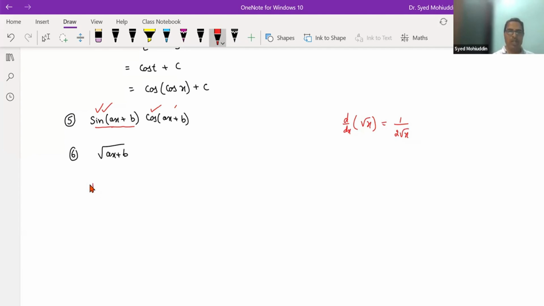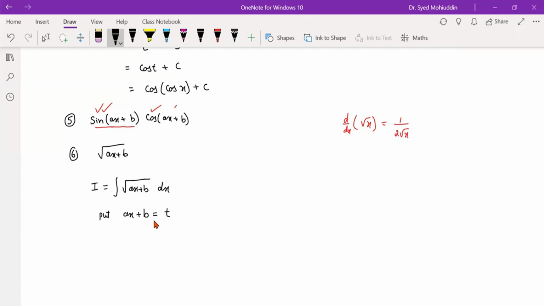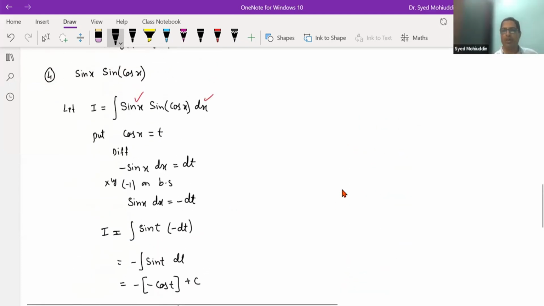So let me take this as I is equal to the integral of root of ax plus b into dx. So now what I'll try to do is put the value of this ax plus b. Ax plus b will be equal to t. Right? But how can I take ax plus b as t? Because I've explained here, no?